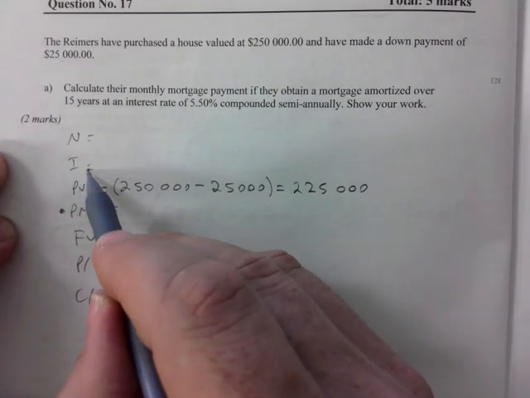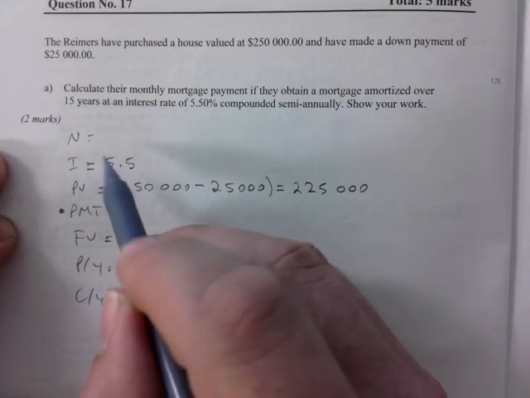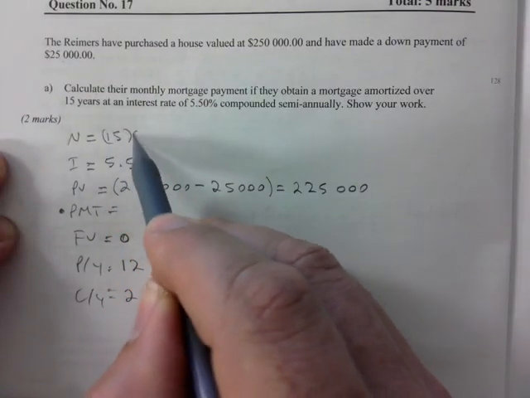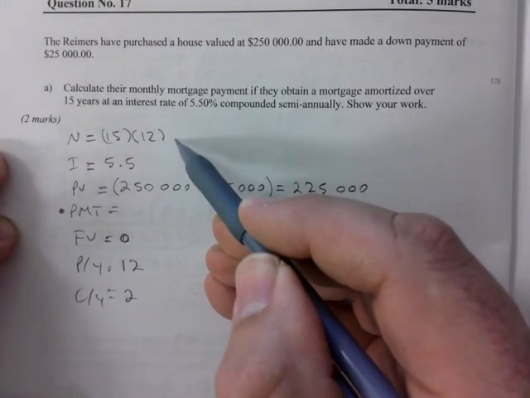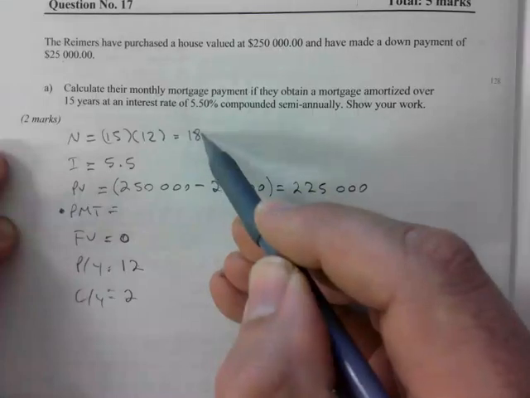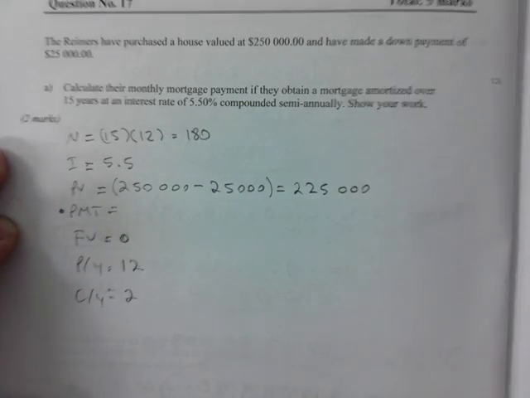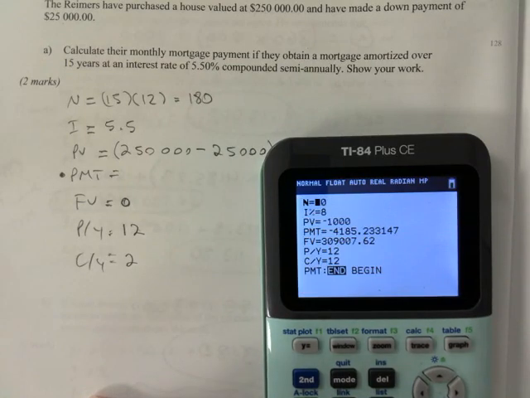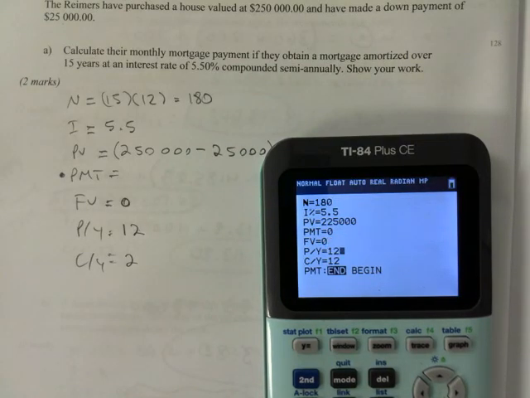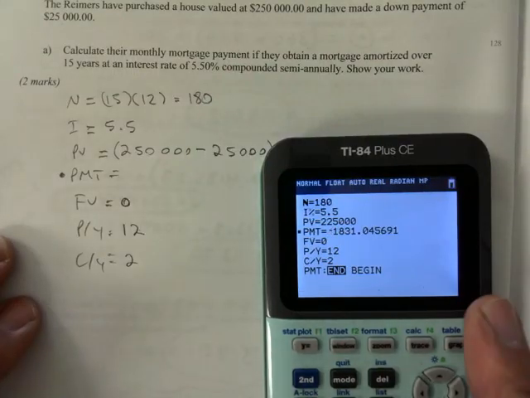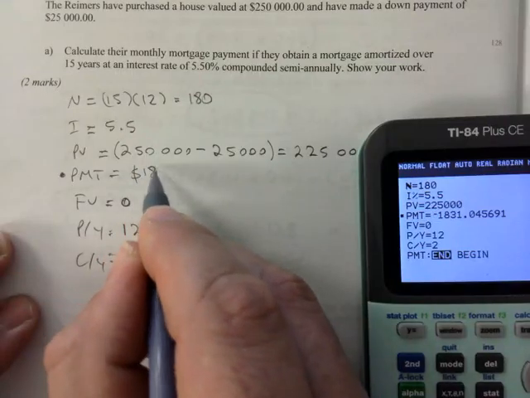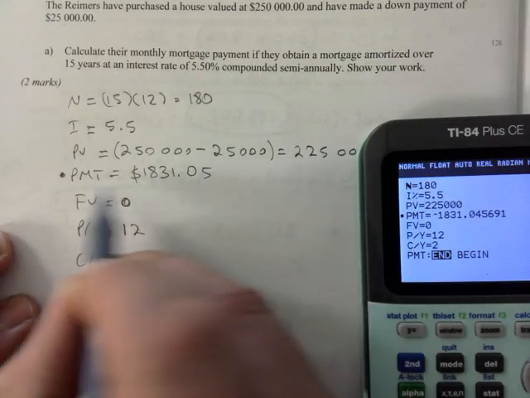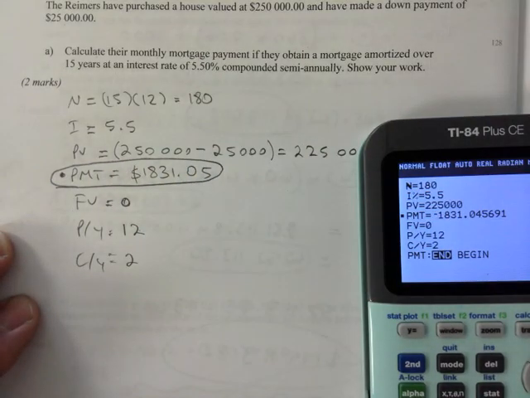Okay. Interest is 5.5, and remember it's number of years times whatever is in PY, which is 12. And that's 180. Let's go ahead and figure that out. This is 180, 5.5, 225. Payment, I'll figure it out. Future 12 and 2. So you go to your payment, alpha enter. That is negative, but we don't worry about that. When we have our answer, this is the monthly payment that will have to take place.